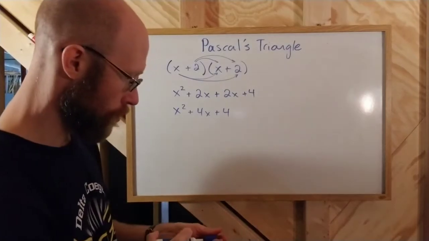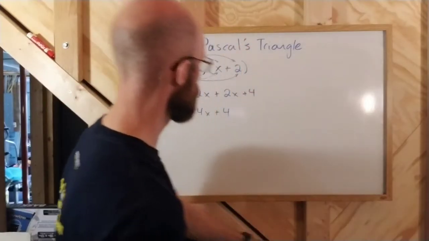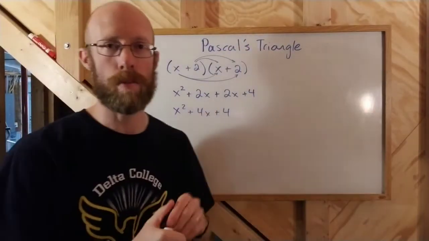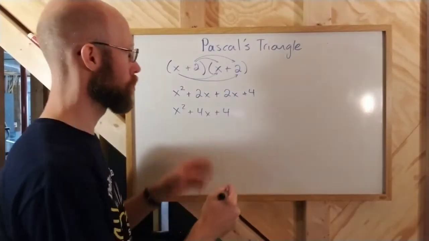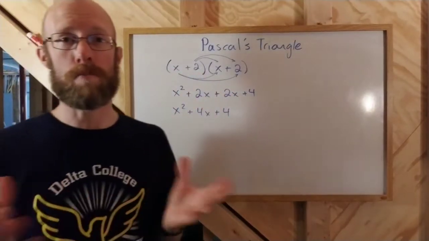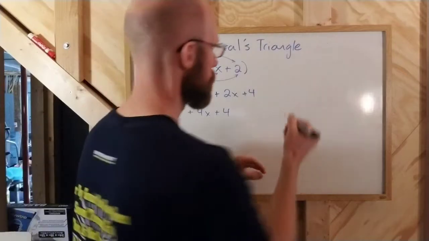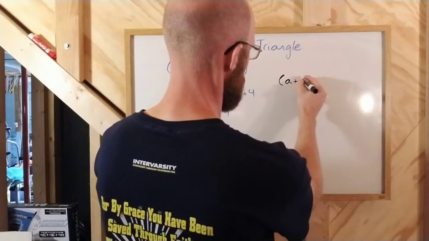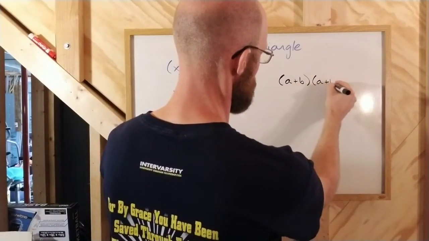What we typically do is we're going to replace the x and the 2 because those are a little more specific. We'll say these two terms could really just be anything. We'll call them a and b. So we have a plus b times a plus b.